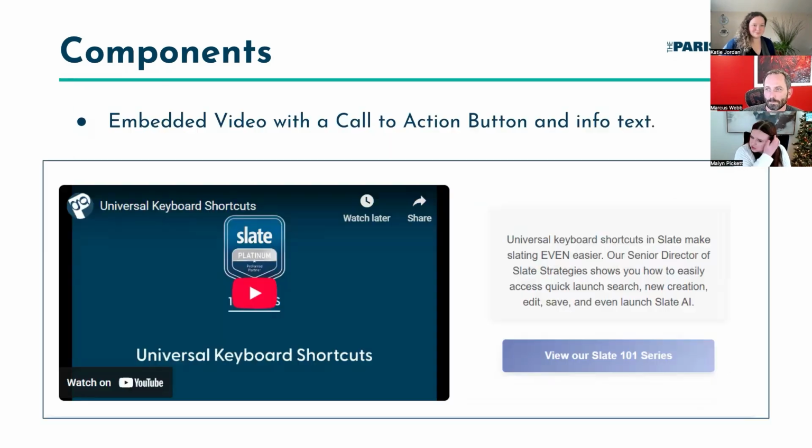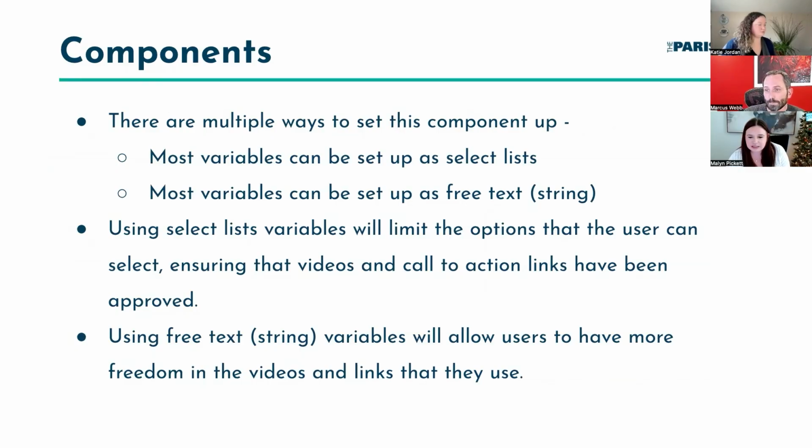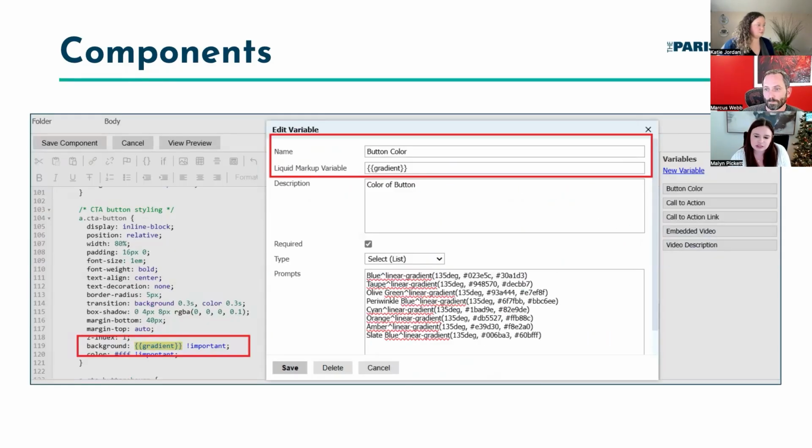The next component that we're going to talk about is an embedded video component. We actually built 2 versions of this component. One uses mainly string variables, whereas the other uses mainly select list variables. Using select list variables will limit the options that the Slate user can select, ensuring that videos, call to actions, and links have all been approved. Using free text or string variables will allow the user to have more freedom in the videos and the links that they use. Today, we're going to walk through how to use the component that uses mostly select list variables.